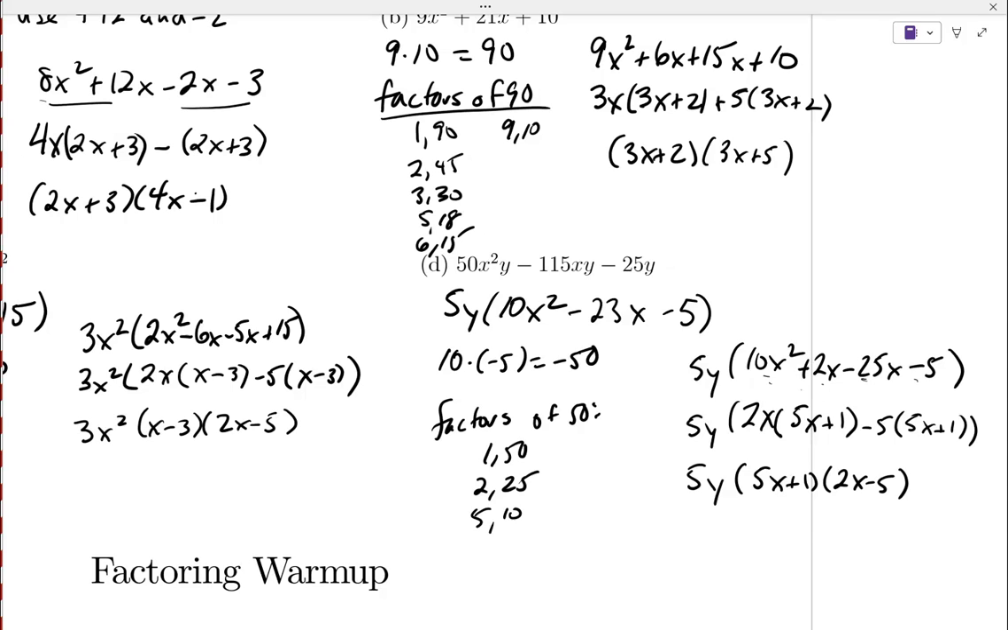So again, the process on these, same every time, right? Factor out the GCF and then use your AC method. What questions do you have on any of these?